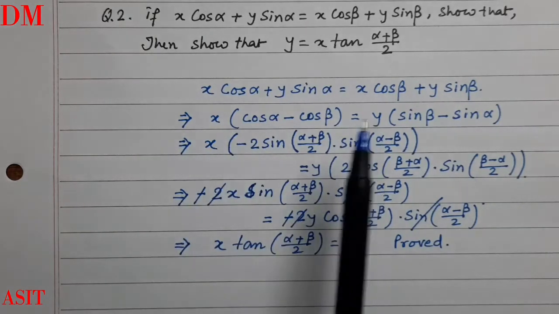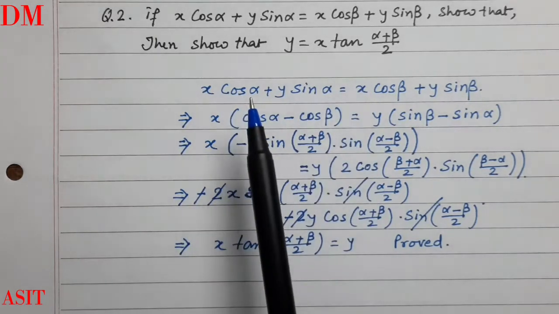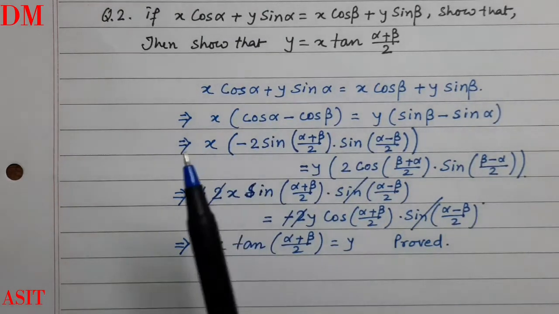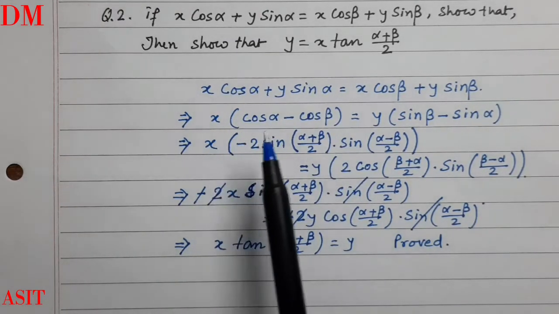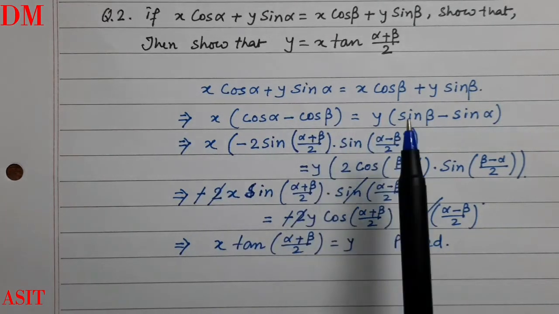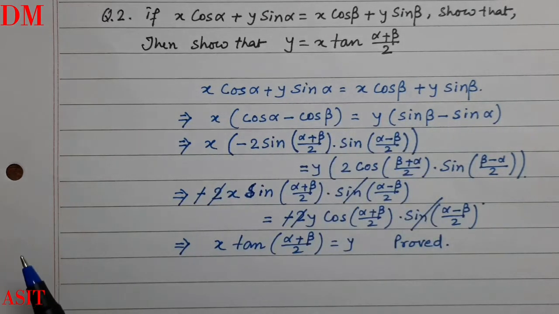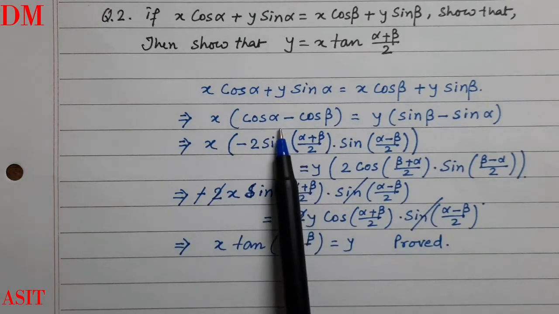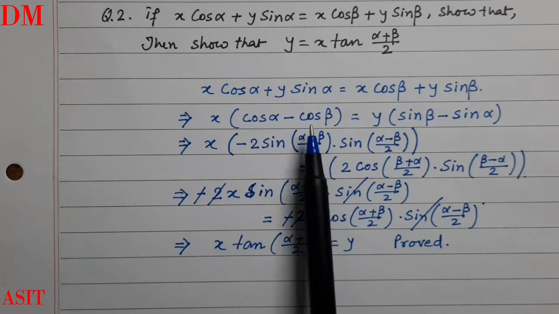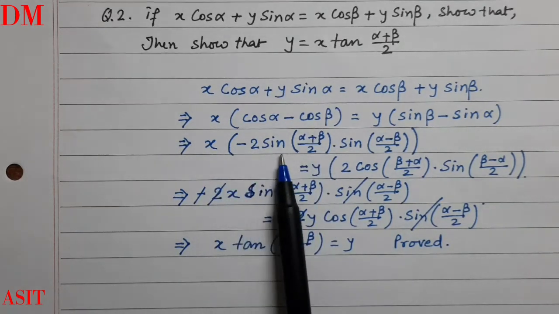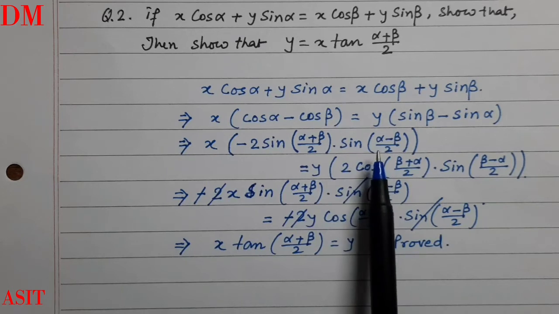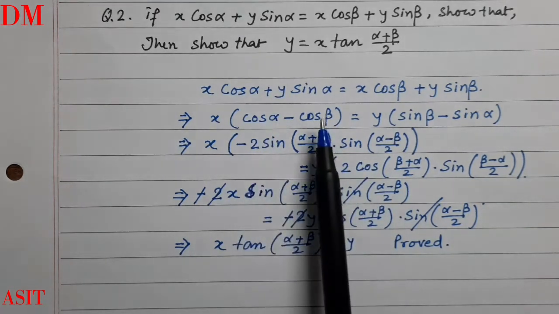What we can do is take all the x on one side and all the y on the other side. Therefore we get x into cos alpha minus cos beta equals y into sin beta minus sin alpha. Now again we can use the formula here. The formula of cos alpha minus cos beta is minus 2 sine alpha plus beta by 2 into sine alpha minus beta by 2.